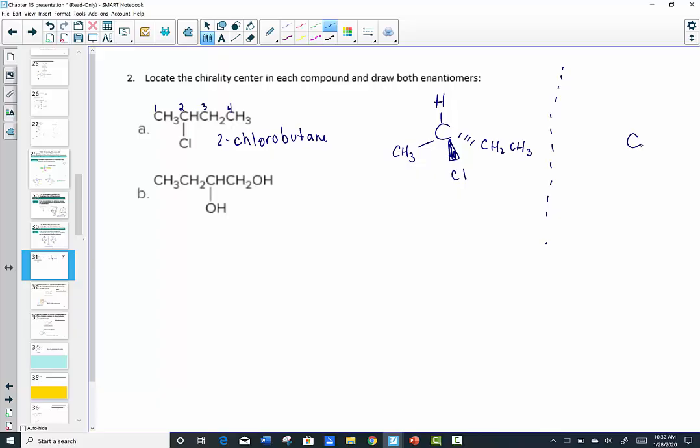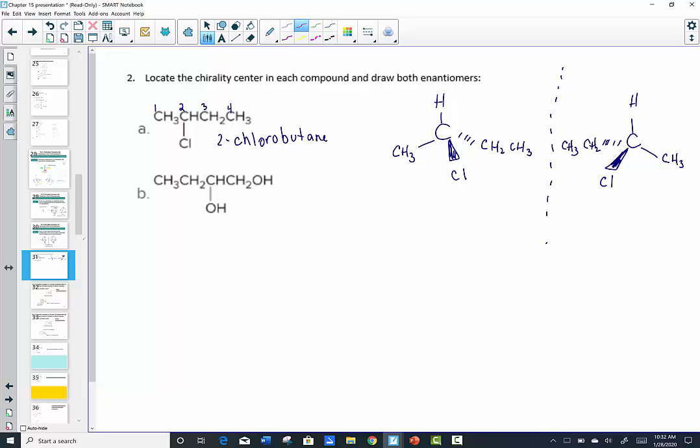There's my chiral carbon. Still pointing straight up is the hydrogen. The methyl group is still in the same plane, pointing out of the mirror, kind of away from it. Closest to the mirror would be this ethyl group, CH2CH3. And still as the wedge would be the chlorine group.